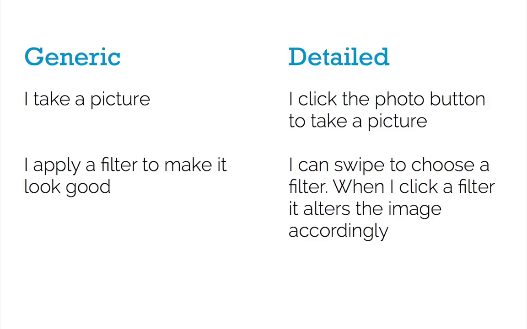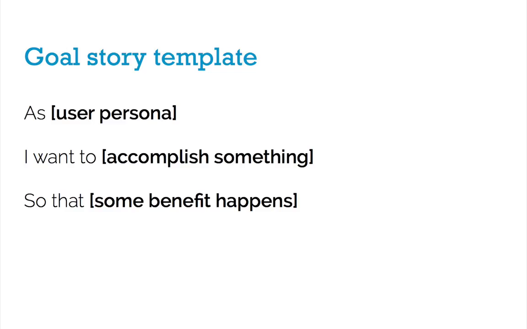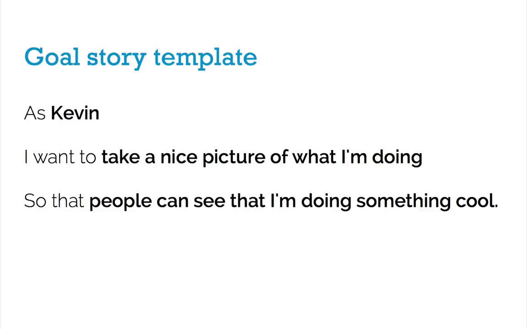And it's also a good way of coming up with essential subfeatures that we might not have thought about in the precedent steps. Now, let's describe what our user will be able to do with the app. The first step will be to write a goal story, and you can use this template to do that. As a user persona or user type, I want to accomplish something so that some benefit happens. So for us, it will be, as Kevin, I want to take a nice picture of what I'm doing so that people can see that I'm doing something cool. Notice that the goal is something we found out earlier when talking to our potential users and that we put in the persona. Next step is to break this goal story into smaller pieces explaining what the user will do.